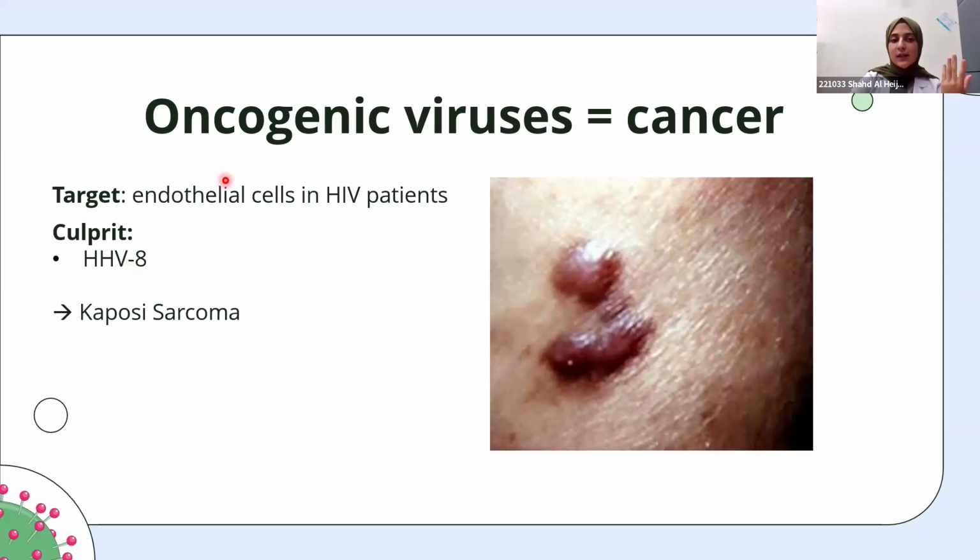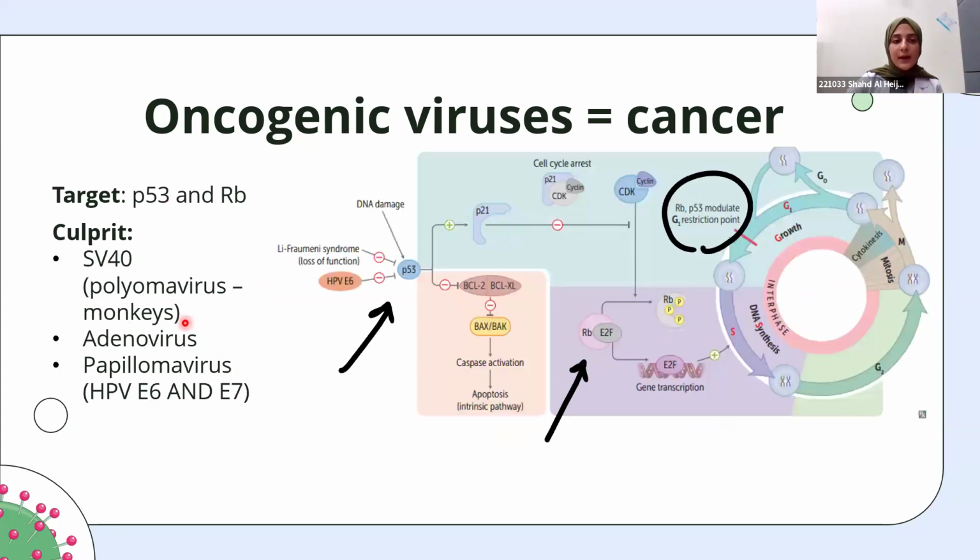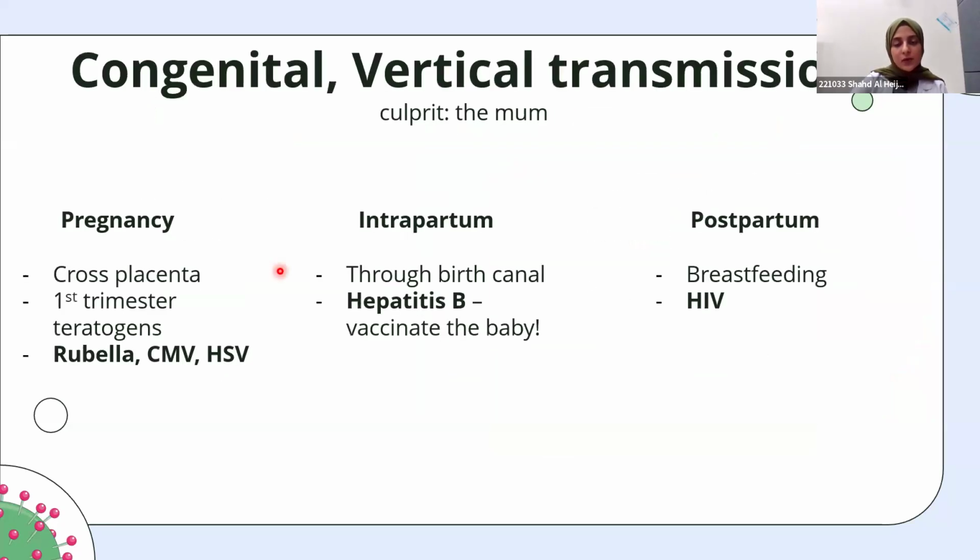HHV8 affects endothelial cells, usually in HIV patients, causing Kaposi sarcoma. Here you have EBV affecting B cells, causing Burkitt's lymphoma and nasopharyngeal carcinoma. And we said those viruses, SV40, adenovirus, and papillomavirus, can affect P53 and retinoblastoma in the cell cycle. Now, we're done with oncogenic viruses.